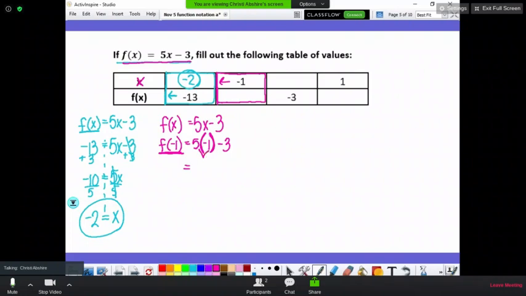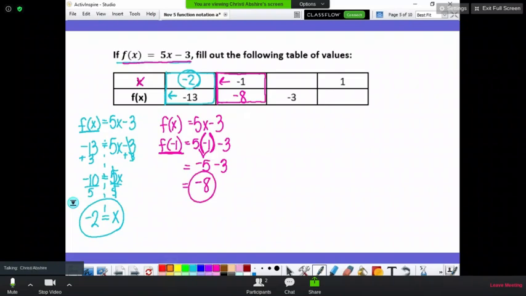5 times negative 1 is negative 5. Bring down my minus 3. And negative 5 minus 3 is negative 8. So negative 8 is the missing f of x. Please notice when you're missing x, you can solve an equation. When you're missing f of x or y, then you just do a calculation like we did to get negative 8.